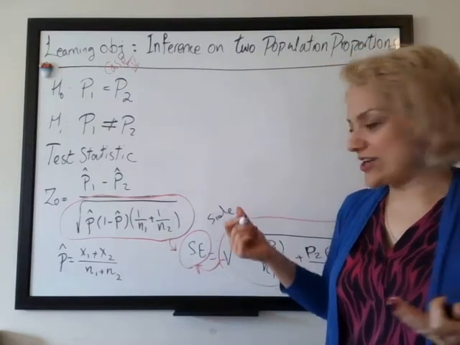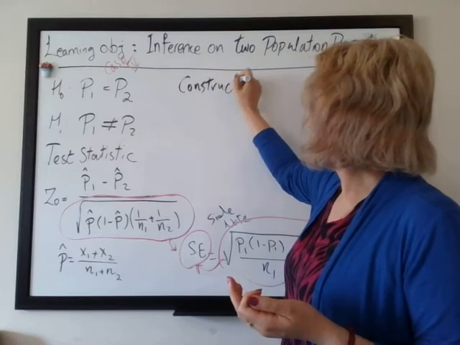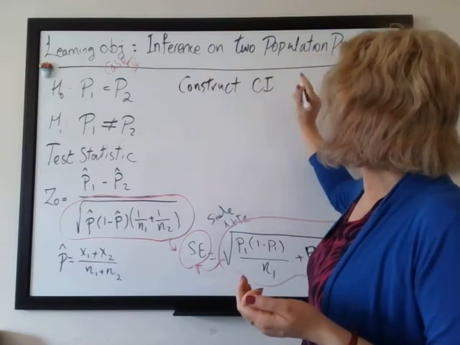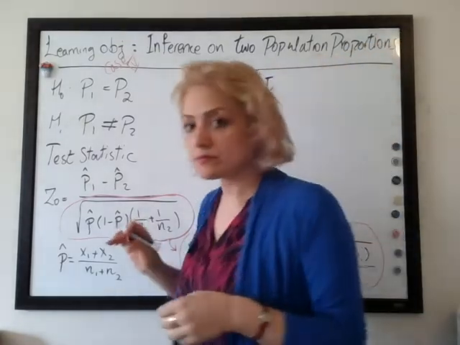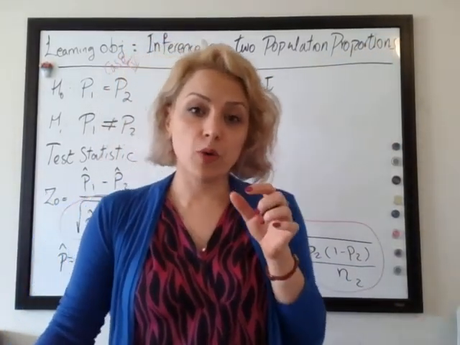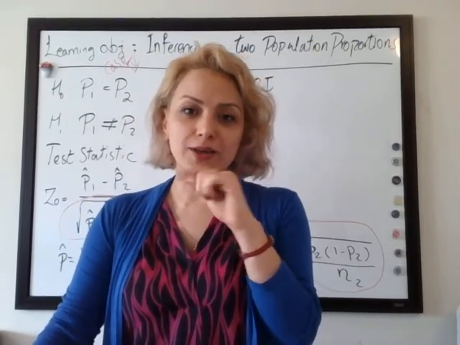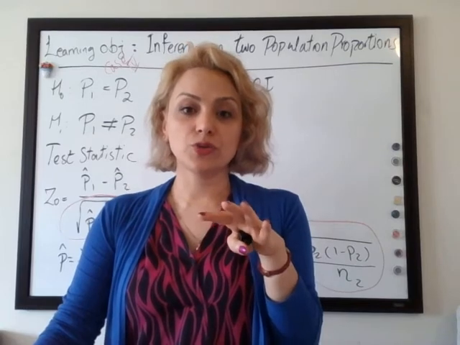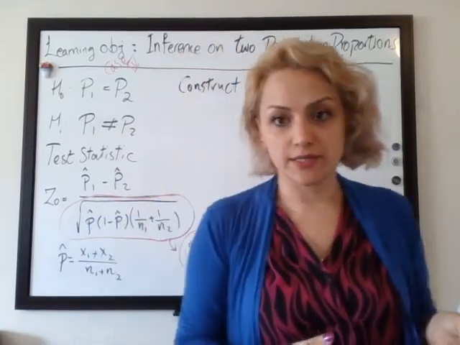The next one is constructing the confidence interval for the populations. So for constructing the confidence interval, think about it for a moment. Try to write it down by yourself. See if you can do that or not. You can pause the video and try to work on that by yourself, and then come back and look at the rest of the video.